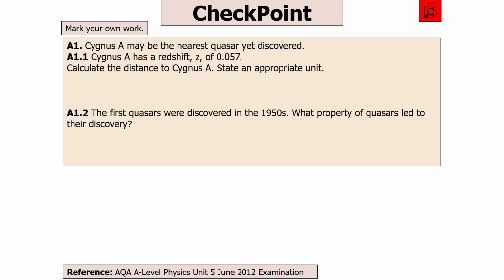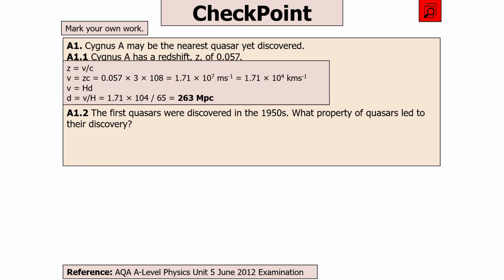Right, so in this first one, what do we know? We've got z. So z equals v over c. So we can say v is equal to z times c. So it's 0.057 times 3 times 10 to the 8. So you get 1.71 times 10 to the 7 meters per second. We can then say v equals Hd, but v needs to be in kilometers per second for this equation to work. We divide it by the Hubble constant, and therefore we get 263 megaparsecs. And the property of quasars is that they're very strong radio sources as observed on Earth.